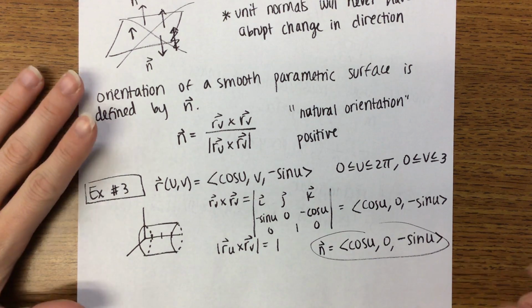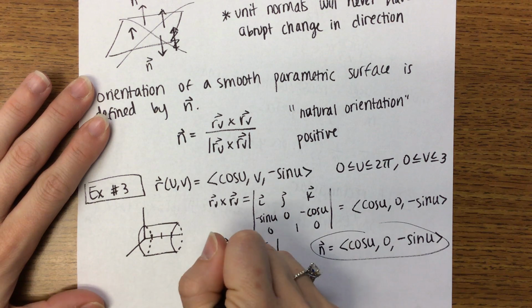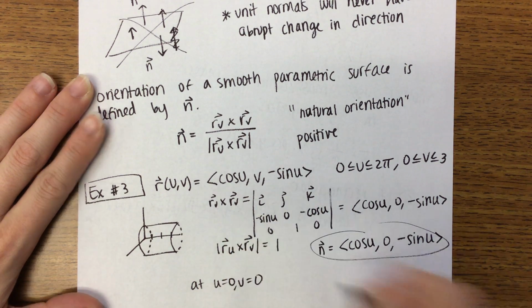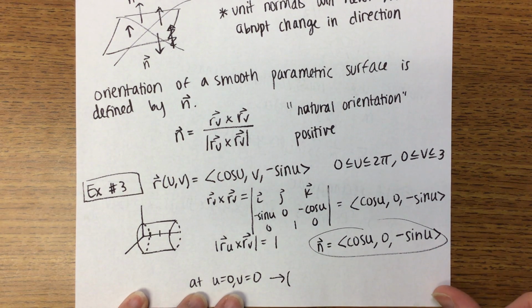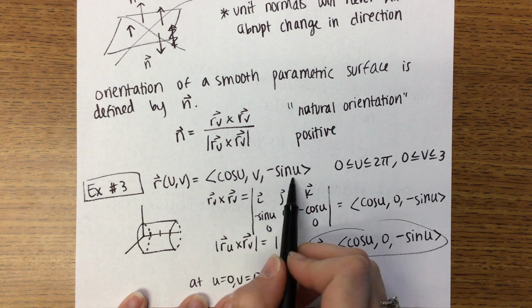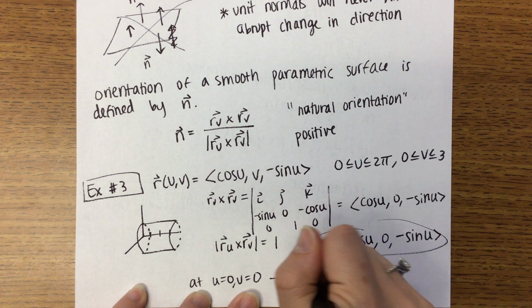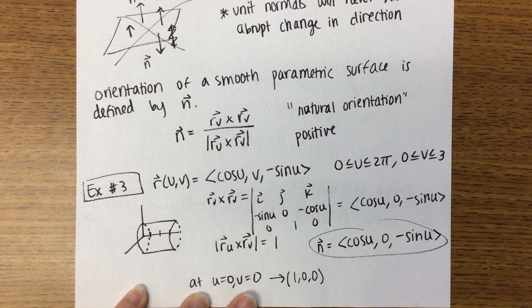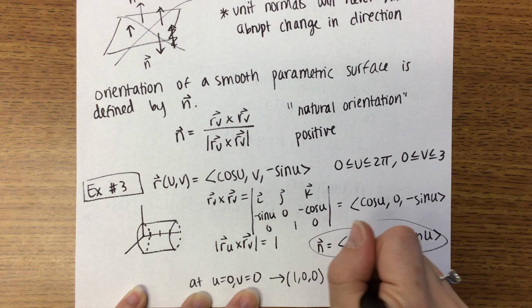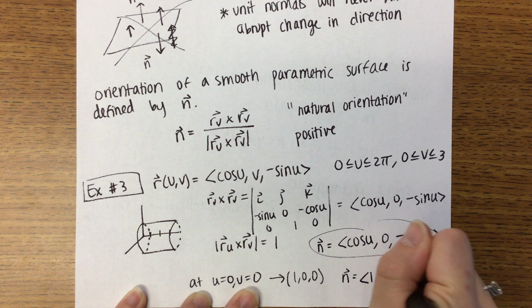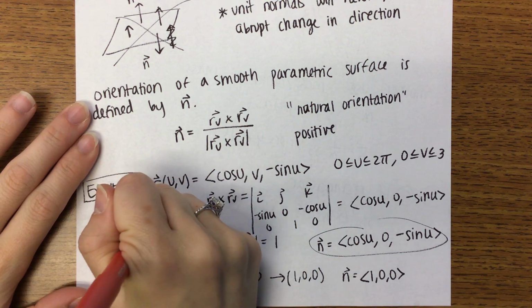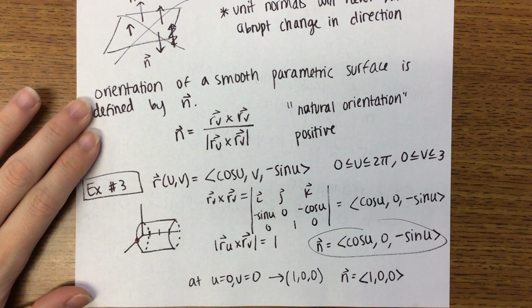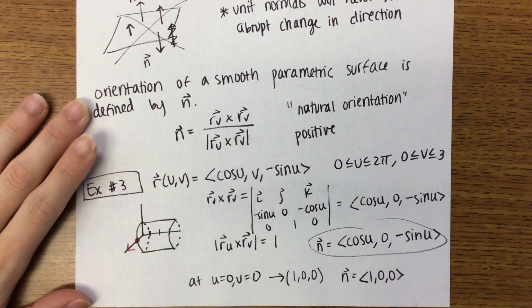Okay, here's what that tells us. Let's choose the point where u equals 0 and v equals 0. So when we plug u and v equals 0 into here, we get the point 1, 0, 0. At that n, we get 1, 0, 0 as well. So this is the point 1, 0, 0. The vector 1, 0, 0 goes outward like that.